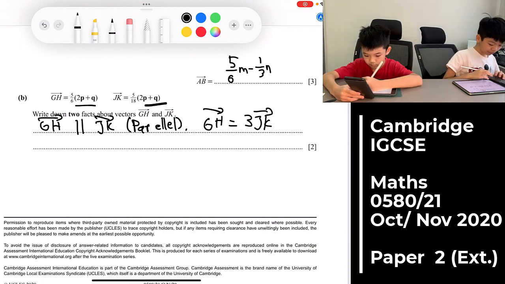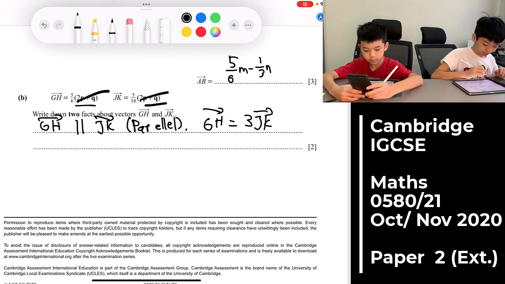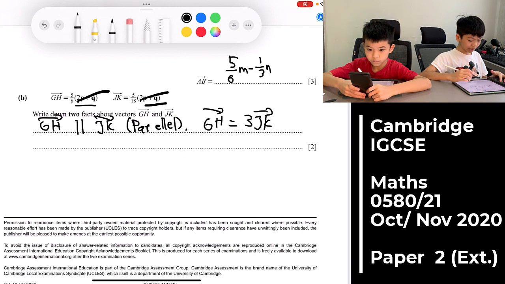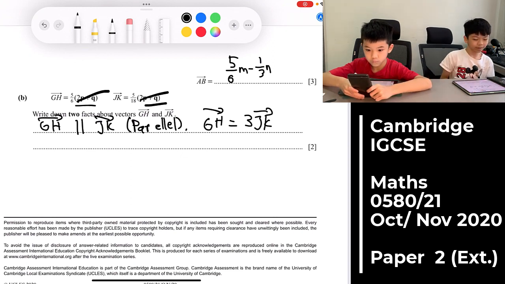Let's see, 5. Okay, so then these things you can sort of cancel. 5/18 multiplied by 3 is 5/6. Yeah, okay, done.